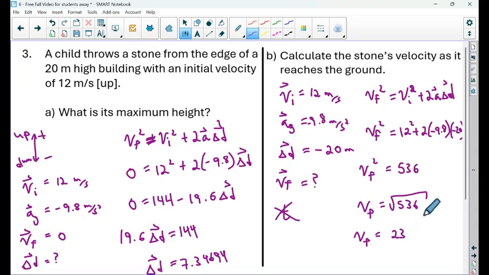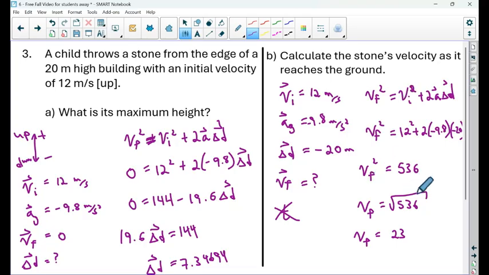Okay, now you might say, good, I did it. But hold on, here's a problem. My final velocity is positive. I chose positive to mean up. That's a problem because my final velocity should be downwards. I throw the rock, it goes up. Well, Kate throws the rock. It goes up and then it comes back down. And right before it hits the ground, it's going down. Why did it get a positive velocity?